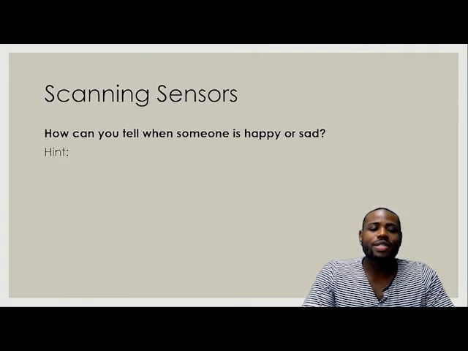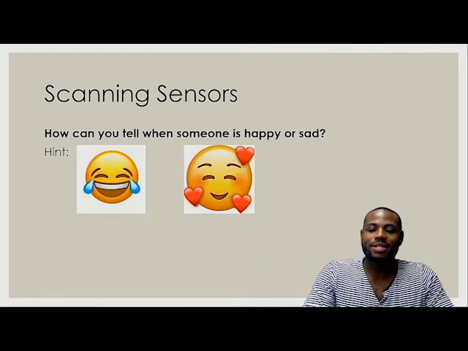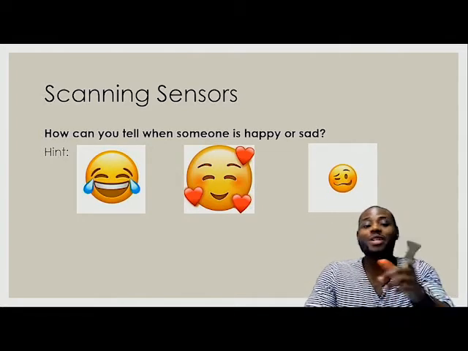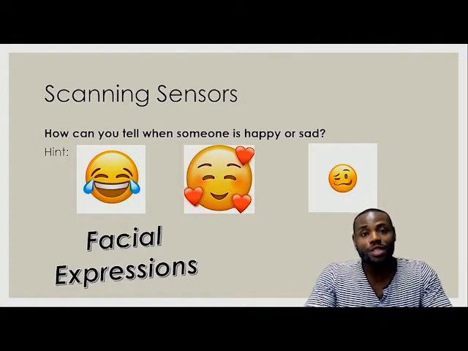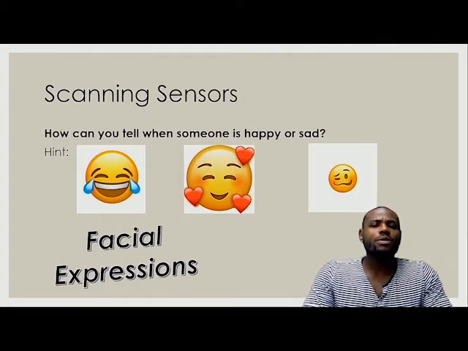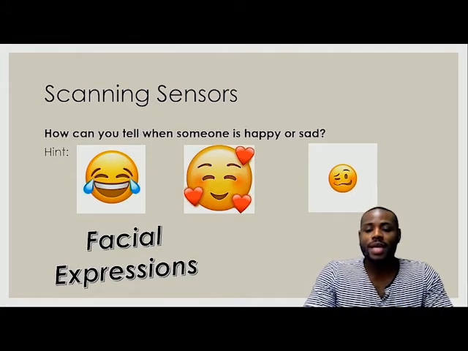All right, so this next section will be called scanning sensors. So how can you tell when someone is mad or sad? I'll give you a hint. These are my hints. That's right, you guys. You use their facial expressions. Facial expressions can usually tell you about someone or yourself when you are mad or sad.